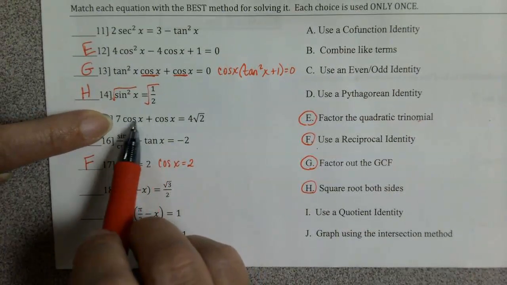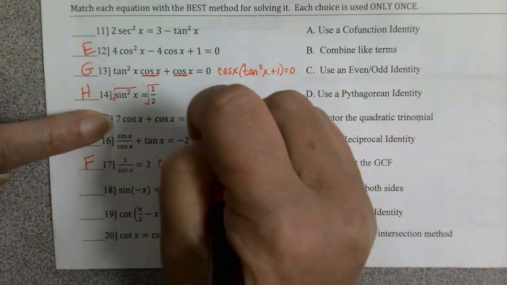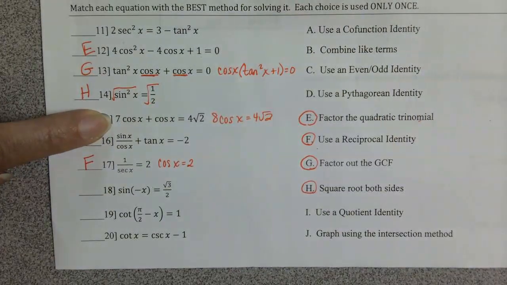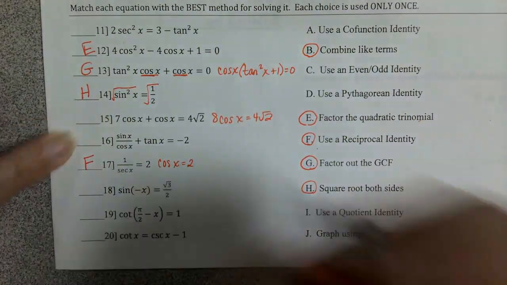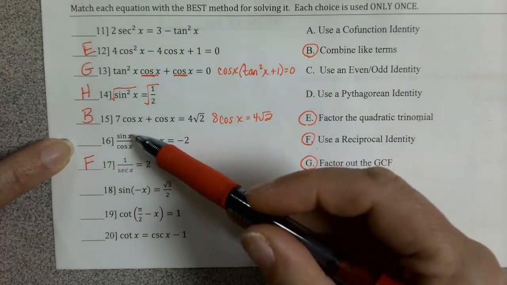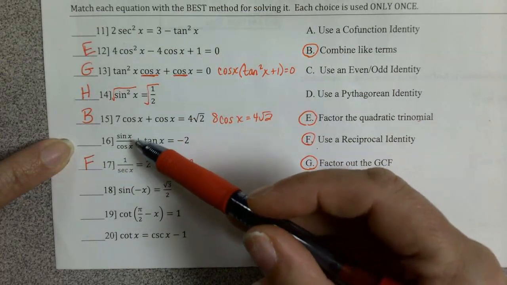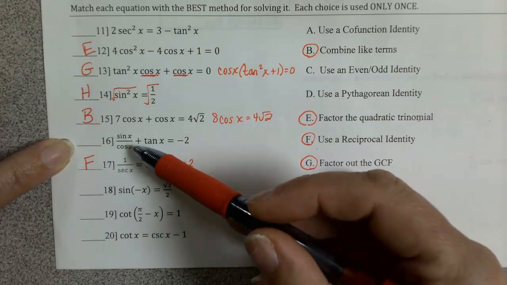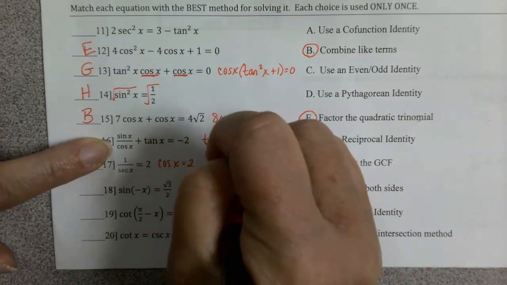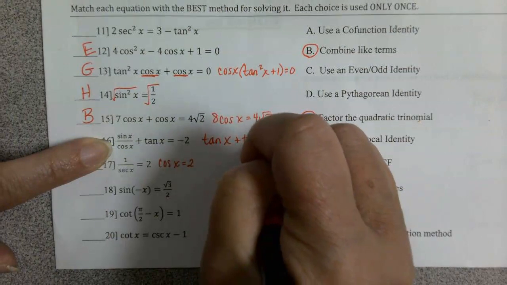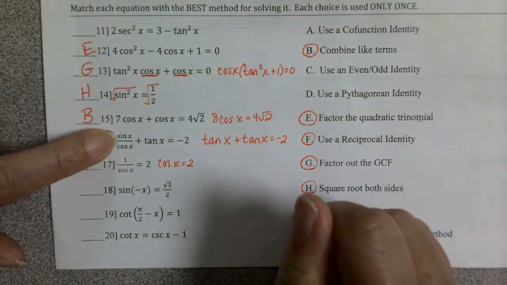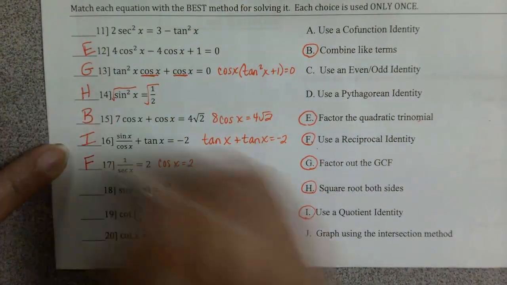Okay, when we look at number 15, 7 cosine x plus another cosine x. These are like terms, so we could combine those like terms and get 8 cosine x. So combining like terms, that's B. And then the one right underneath it, sine x divided by cosine x, that's one of the quotient identities from the hexagon. Sine divided by cosine is the tangent. So if we used that quotient identity, that would be I.